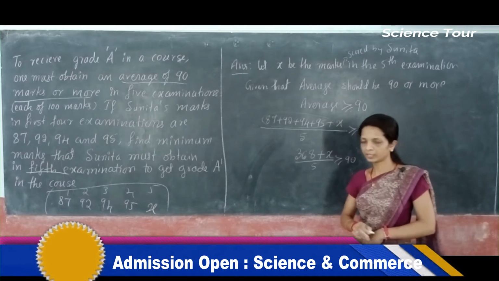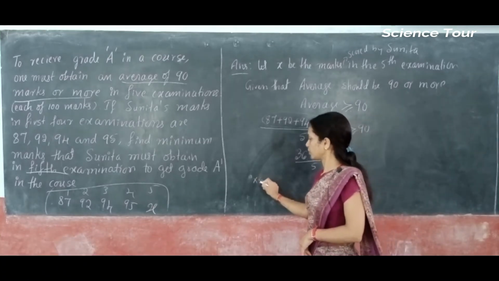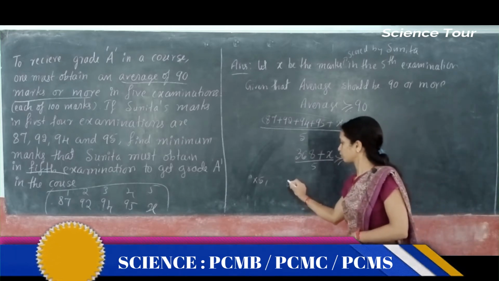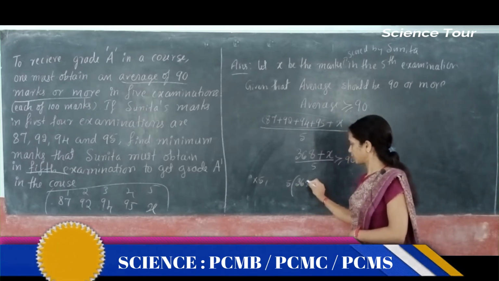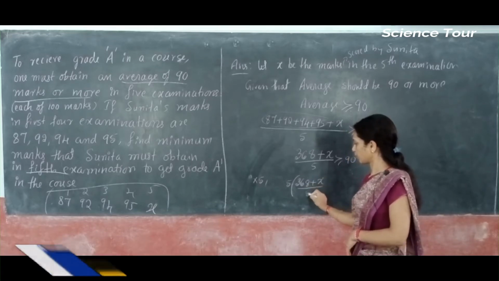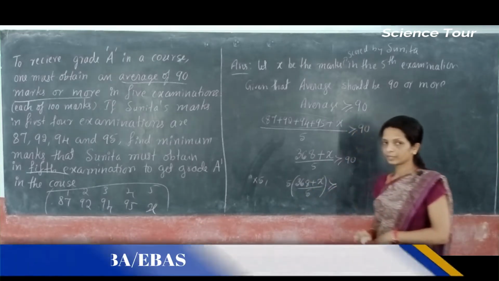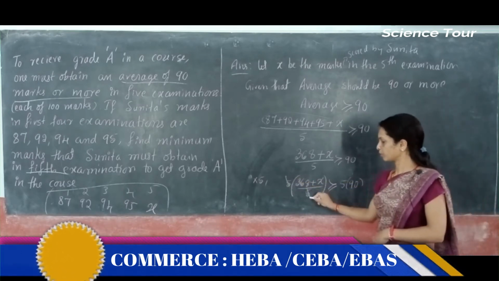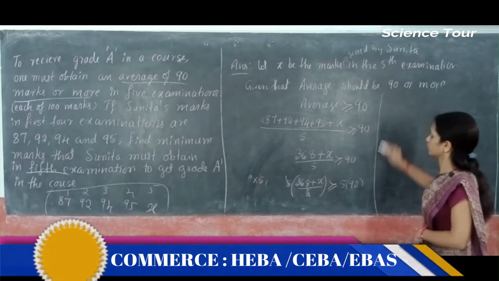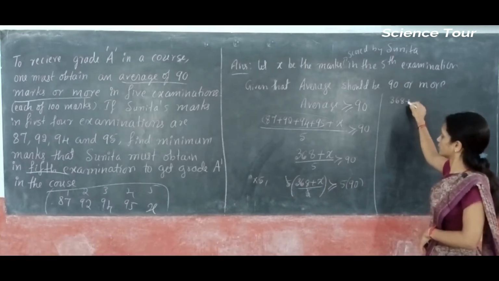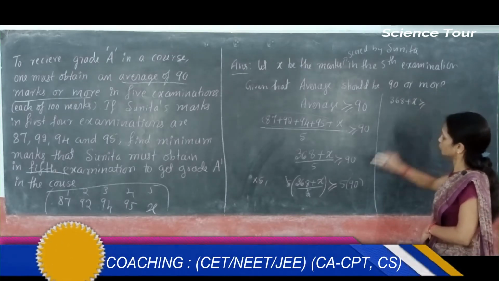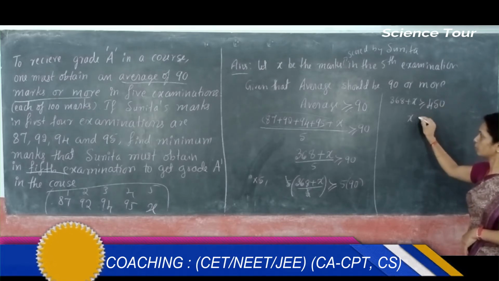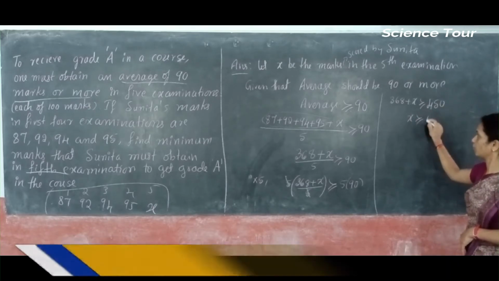Now only one denominator is there, right? So to cancel that, multiply throughout the inequality by 5. So then now you will get 5 into (368 plus x) divided by 5 is greater than or equal to 5 into 90. Okay, and here 5 by 5 cancels. So what we are left with is 368 plus x is greater than or equal to 5 into 90, that is 450.